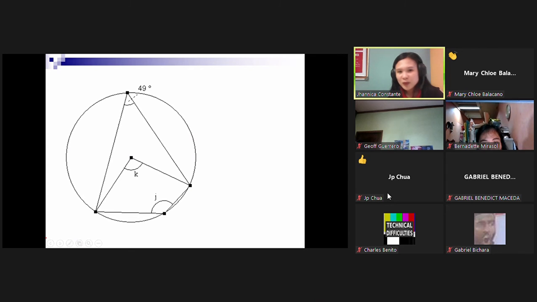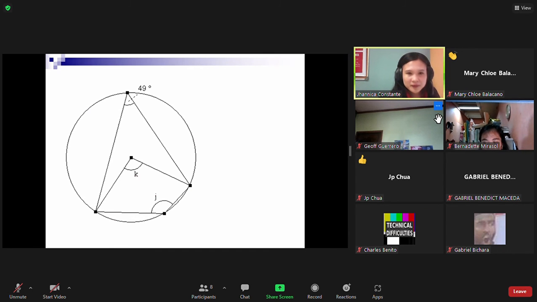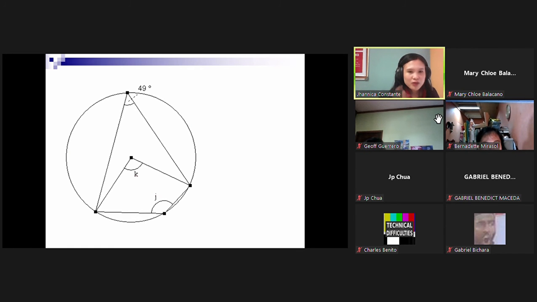So for example, we have this circle. It has a measurement of 49 degrees, and we're going to solve for the measurement of K and the measurement of J. Since we have 49 degrees and we have a central angle, the central angle is twice the measurement of our circumference angle. So 49 times 2 is equal to 98, the same as what we had a while ago.